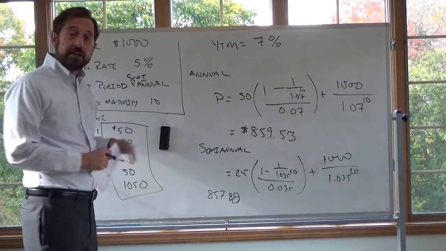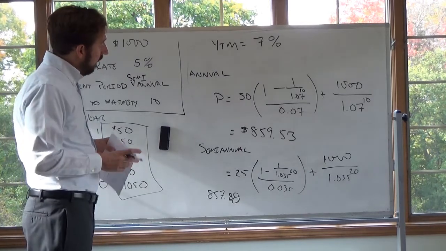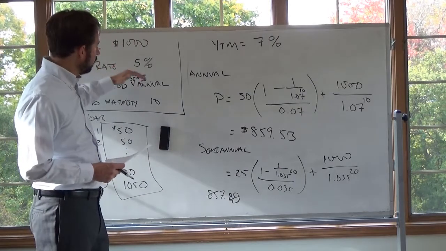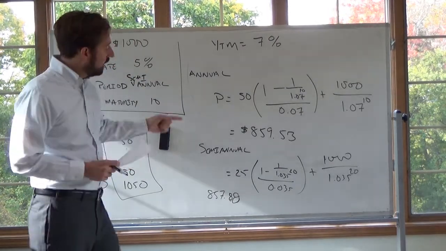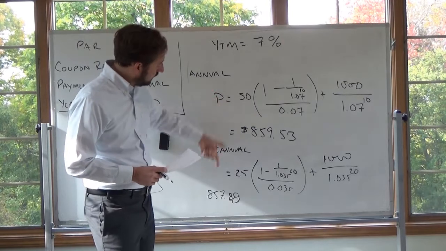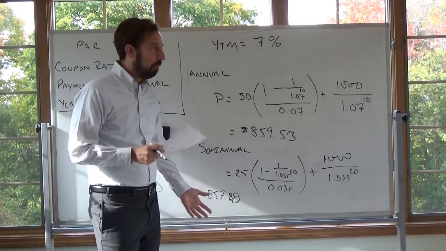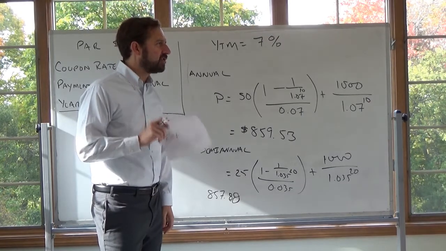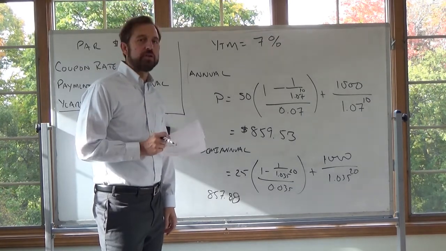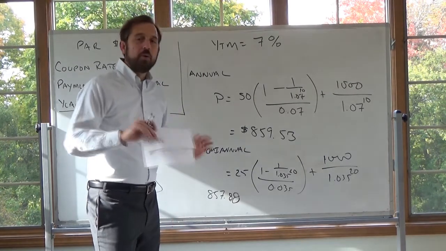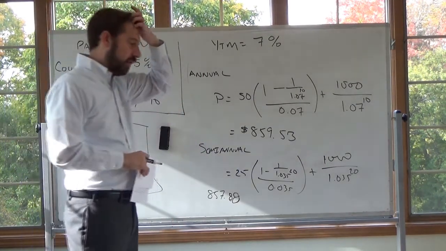Now, here's the first thing that's kind of interesting to discuss. Note, everything with the bond is the same. We just switched from annual to semi-annual. And if you notice, when we switched from annual to semi-annual, the bond price went down. That's kind of interesting. So we can think, well, why does the bond price go down when we switch to semi-annual?